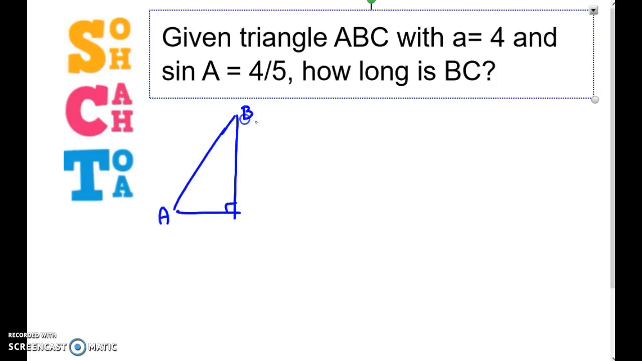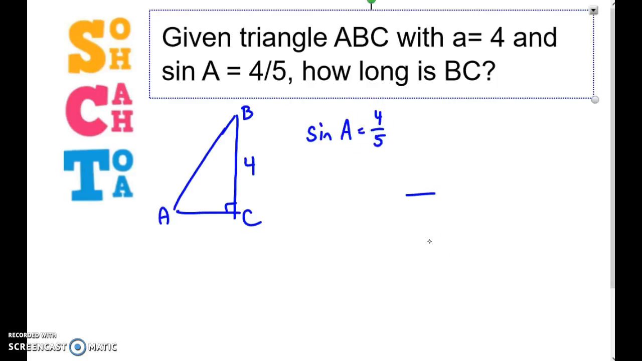I'm going to put my A, my B, and my C. They tell me that little a is 4. It's standard convention when using one of these basic triangles that little a is across from angle A. So when they say little a is 4, they're talking about this guy right there. Sine of A is 4/5. It doesn't give me anything to mark in the triangle, so I'm just going to put that over on the side.